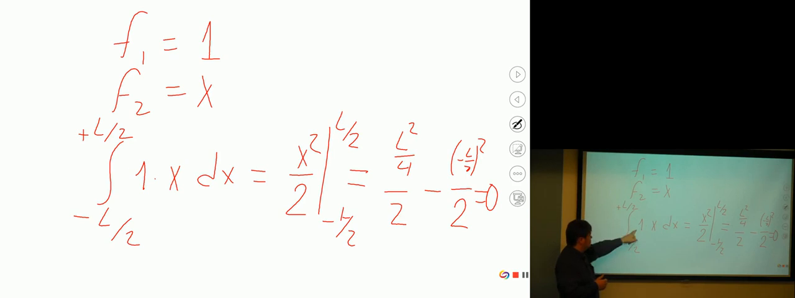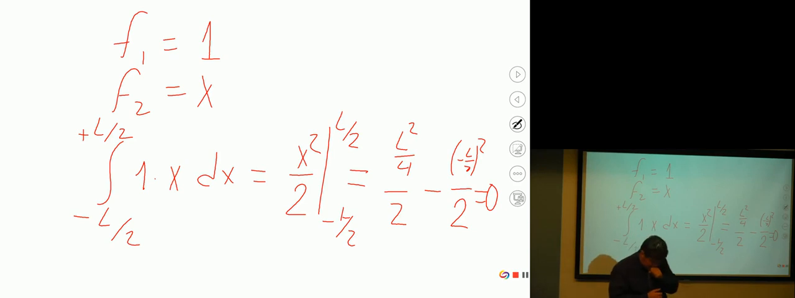So what do we get for this specific example if our limits are symmetric with respect to 0? Well, you can guess the answer right away. It's going to be 0. So if it's 0, it means that the functions are orthogonal.